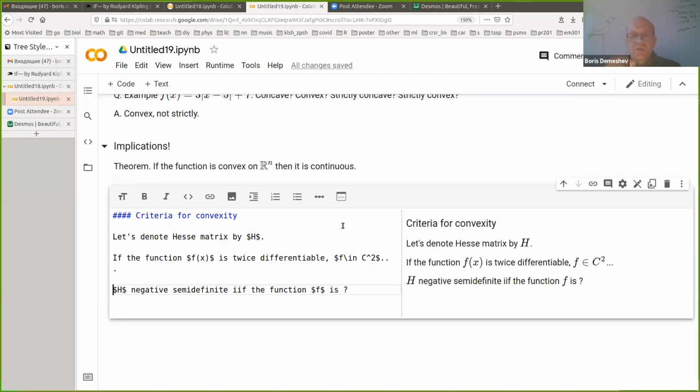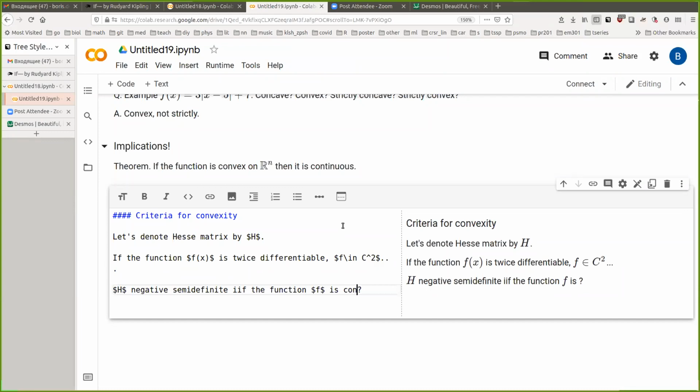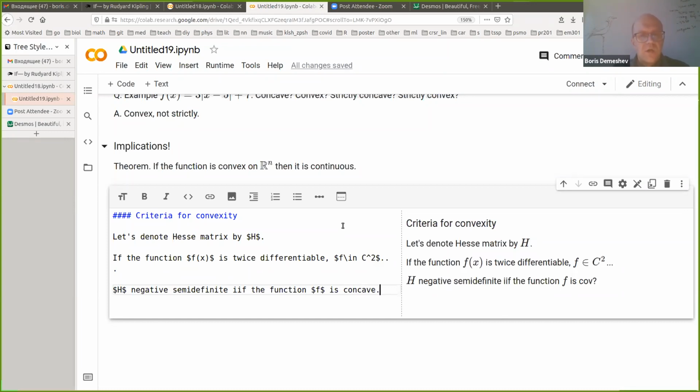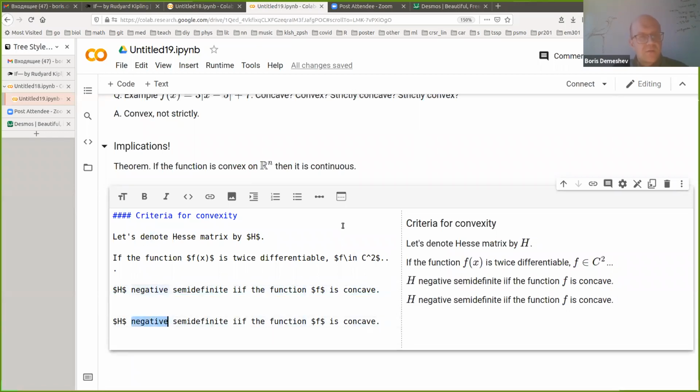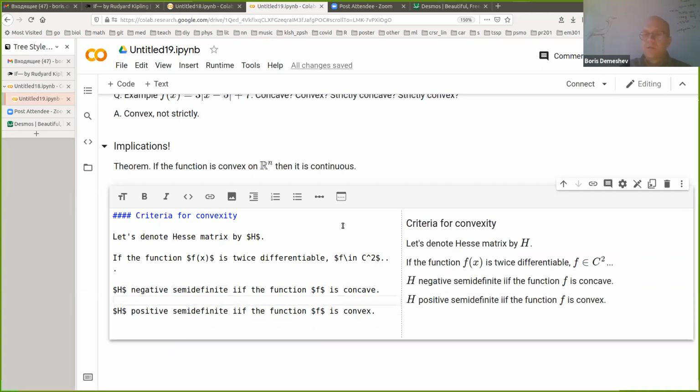It's a convex function, yeah? No, it's concave. Sorry, negative semi-definite, yeah, you are right. The function is concave. Sorry, I just got confused. Negative means like this parabola with a negative coefficient.